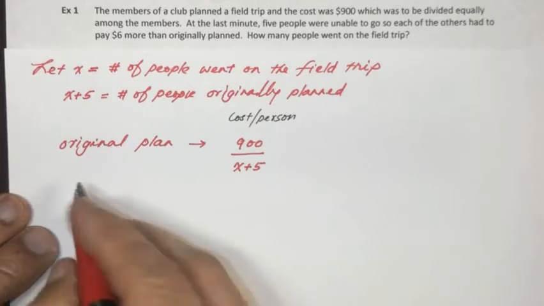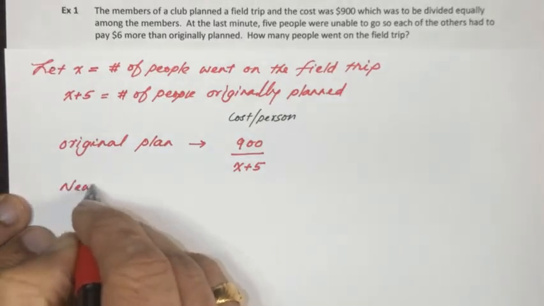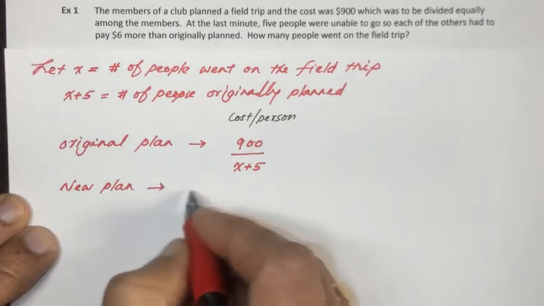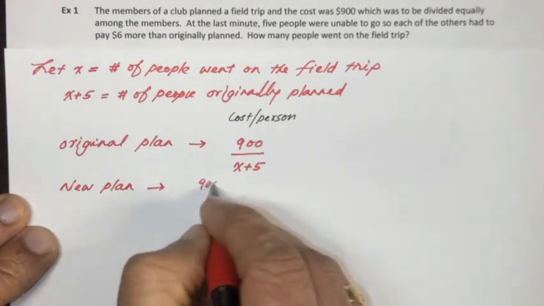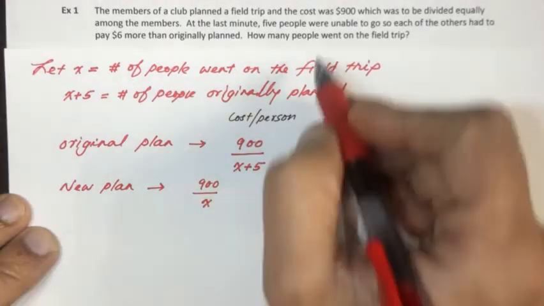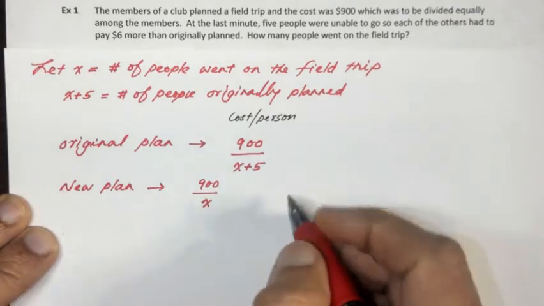And under the new plan, after 5 people dropped, the cost per person is going to be 900 over x. And just because 5 people dropped, we know they had to pay $6 more than originally planned.